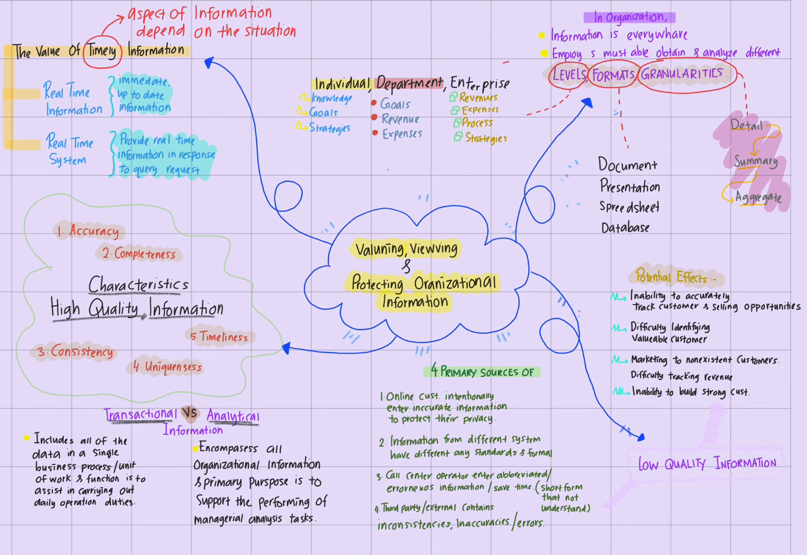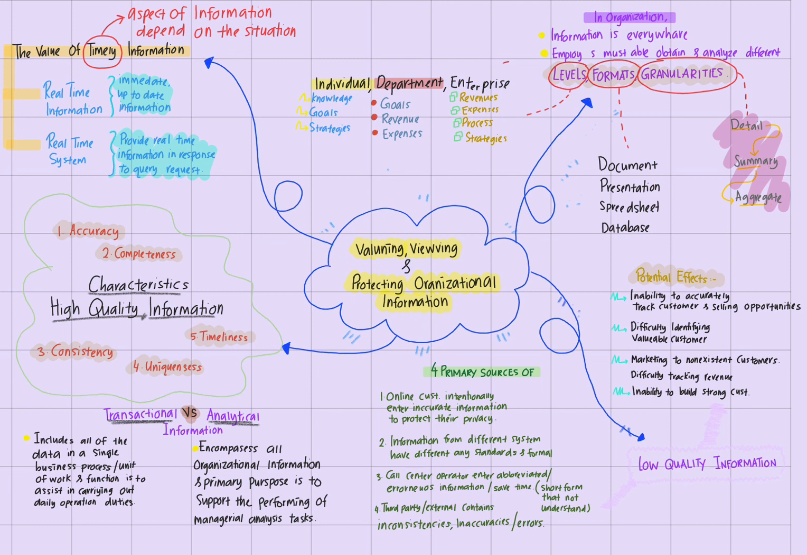Besides that, for the value of timely information, timely means aspect of information depend on the situation. So we have two types, which is real-time information and real-time system. Real-time information means immediate, up-to-date information, while real-time system provides real-time information in response to query requests.